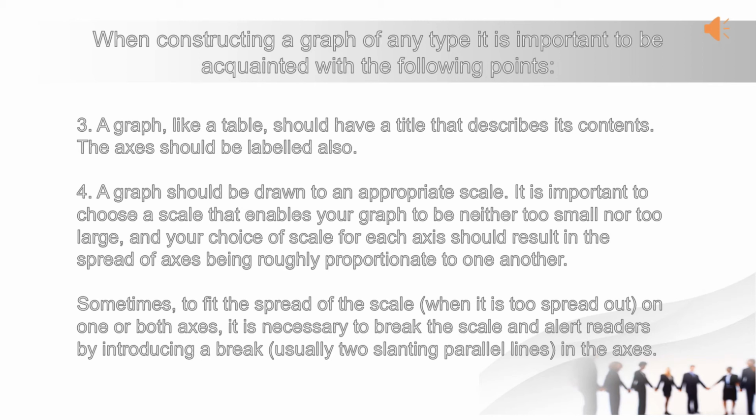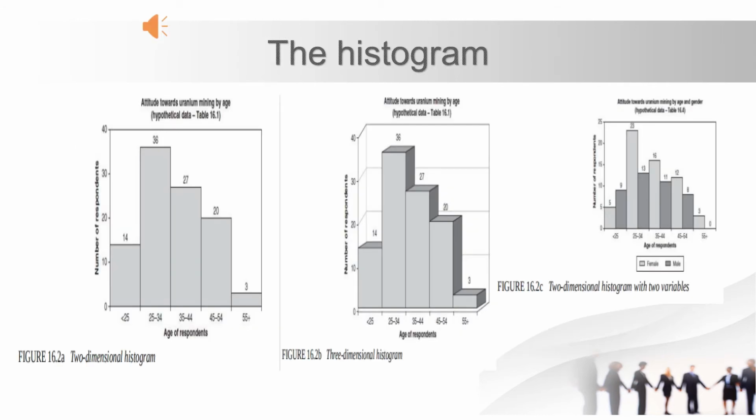Sometimes, to fit the spread of the scale, when it is too spread out on one or both axes, it is necessary to break the scale and alert readers by introducing a break, usually two slanting parallel lines in the axis. So the first type here is all about the histogram.